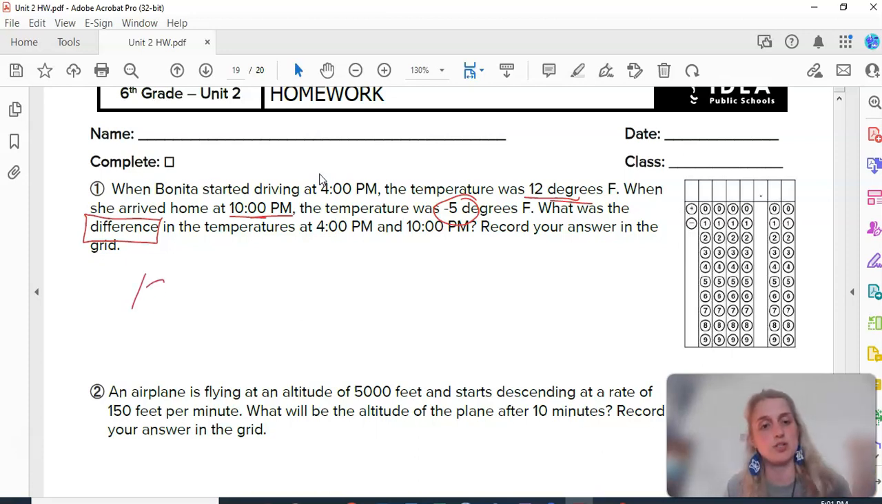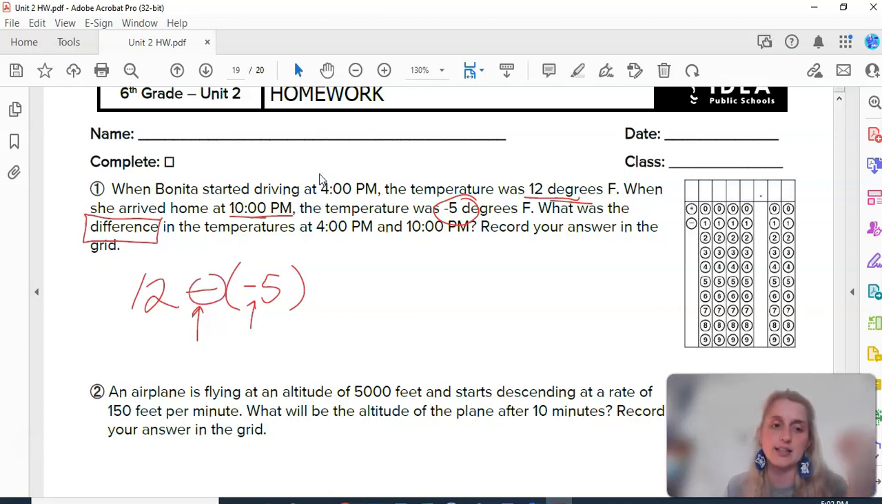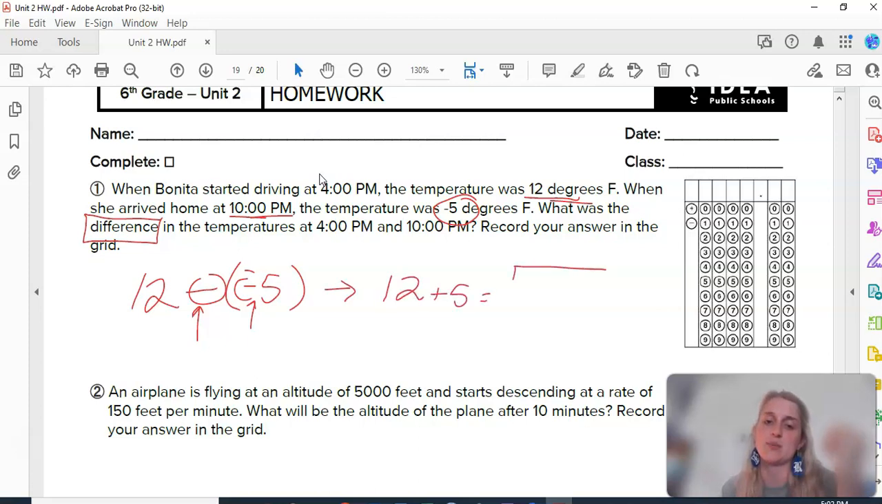The first temperature was 12 minus the second temperature. The second temperature is -5. This minus is not that negative. You need two of them. And when we have two negatives right next to each other, when we are subtracting a negative, the opposite of a negative is a good thing. This changes to 12 plus 5. And you need to tell me your answer in degrees Fahrenheit.